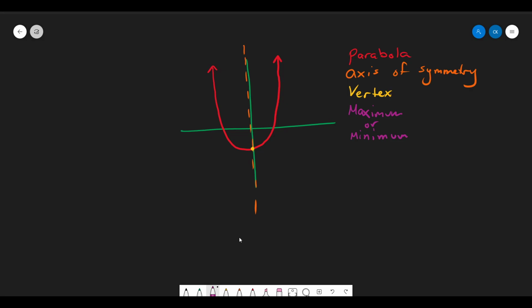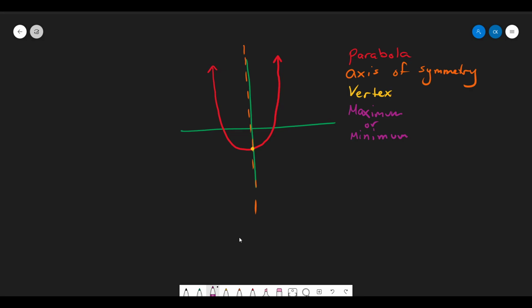Okay? It's either going to be the highest point or the lowest point on the curve. Okay, so there's 4 different things that we need to know. We need to know that the shape is called a parabola. We need to know the axis of symmetry. We need to know the vertex. And we need to know the maximum or minimum point.